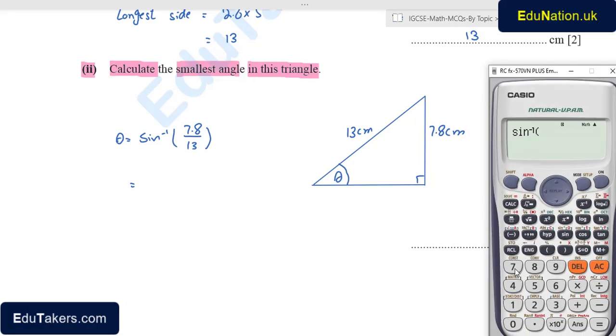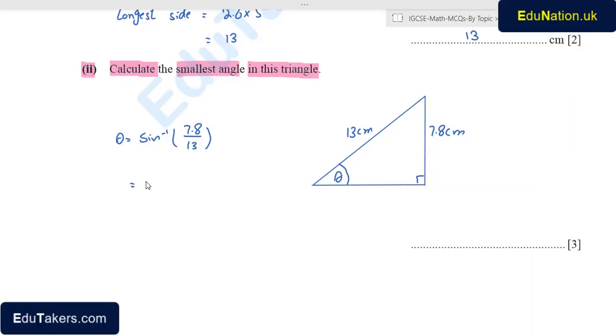Sine inverse of 7.8 over 13, which is 36.87, correct to 2 decimal places.